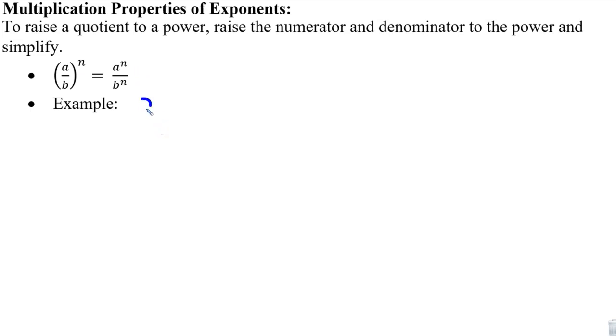So similar problem, if I have 2 over x all raised to the fifth, that's just going to be equal to 2 to the fifth over x to the fifth. Okay, I'll raise both the numerator and the denominator to that power.